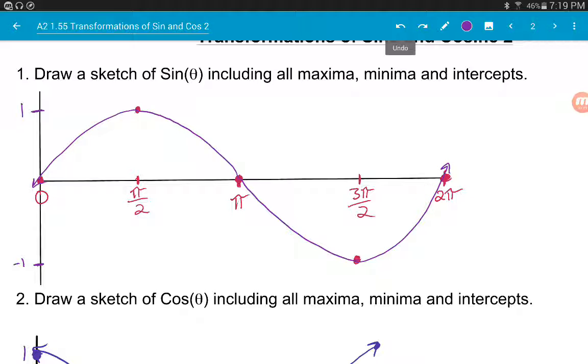Now, sine goes up from the midline, so it starts at the midline, it goes up above pi over 2, comes down at pi, is at its minimum at 3 pi over 2, and comes back to the midline again for 2 pi. That's the shape of the sine function.